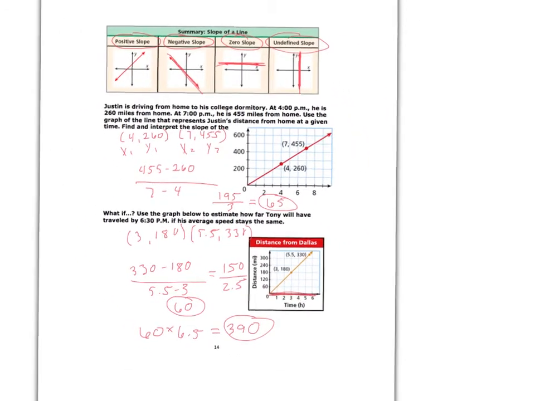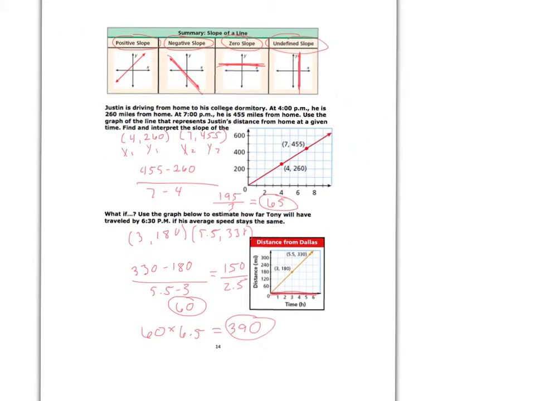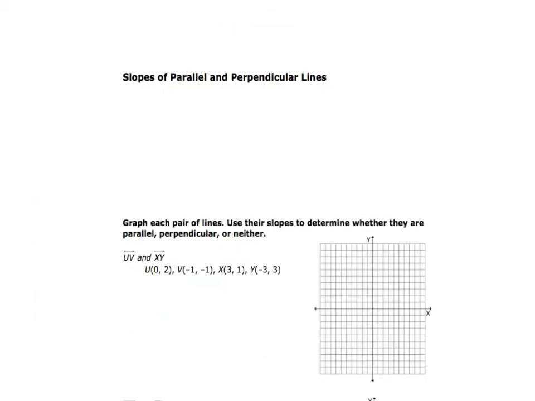Okay, so there's just a few more problems for you. Make sure you have those written down. All right, so we're going to talk a little bit about slopes of parallel and perpendicular lines, but before we do, got a joke for you.